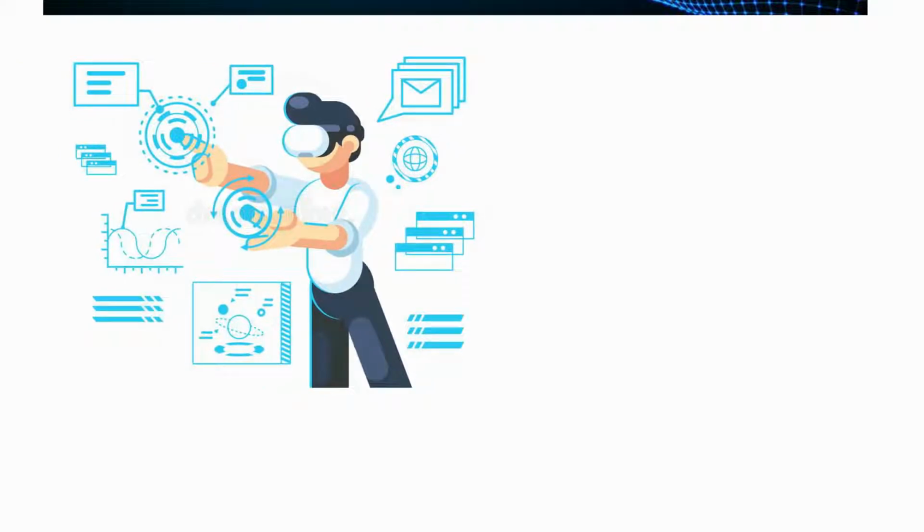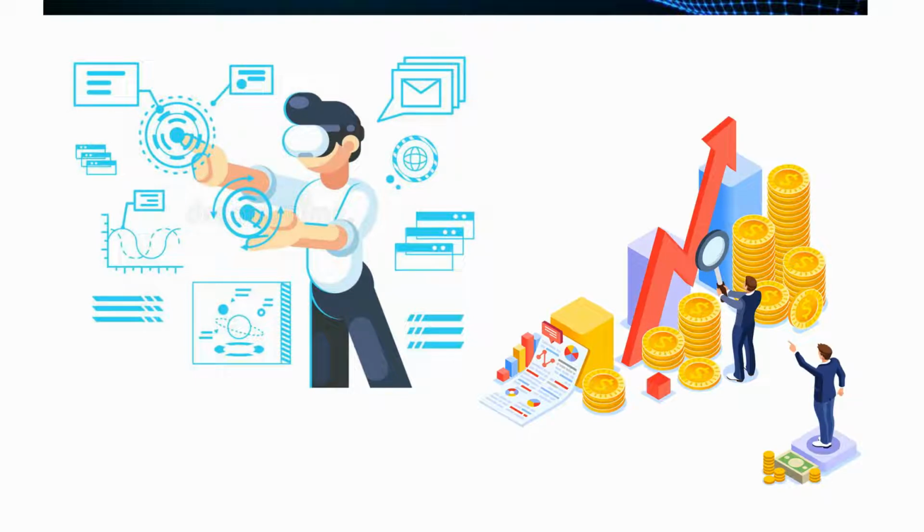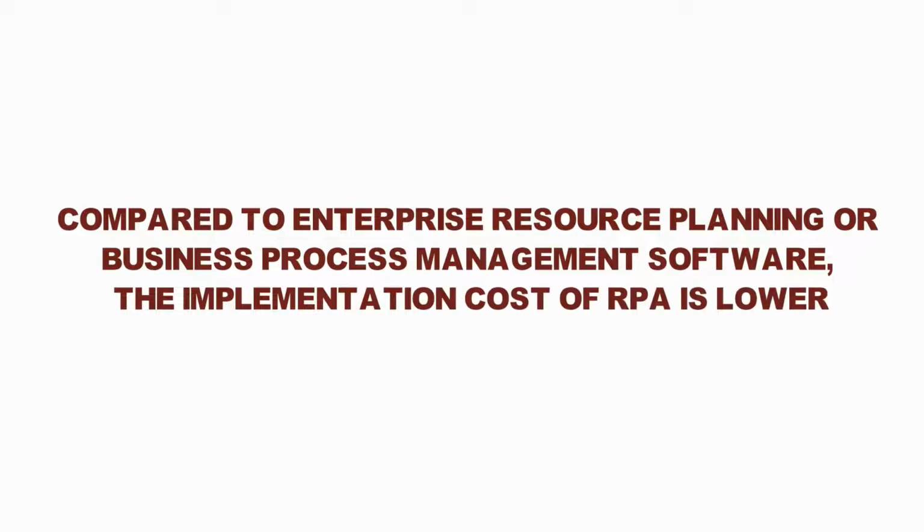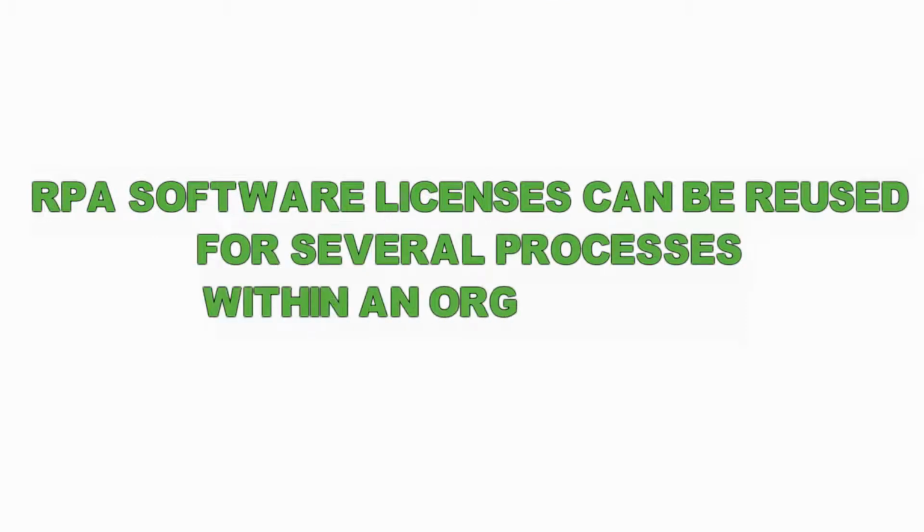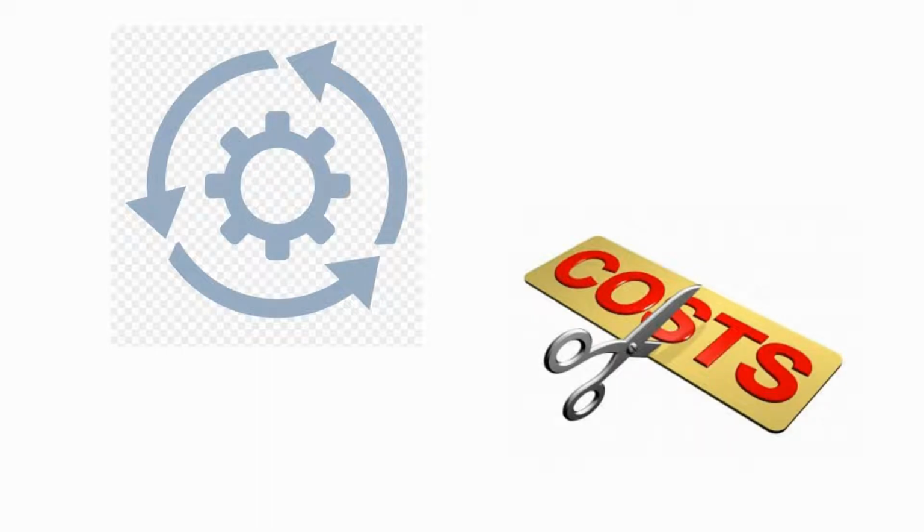Cost reduction. Implementing new technology to meet corporate expectations would necessitate an increase in investment. However, compared to enterprise resource planning or business process management software, the implementation cost of RPA is lower. RPA software licenses can be reused for several processes within an organization. Find related chores and automate them. This reduces costs while increasing the return on investment.